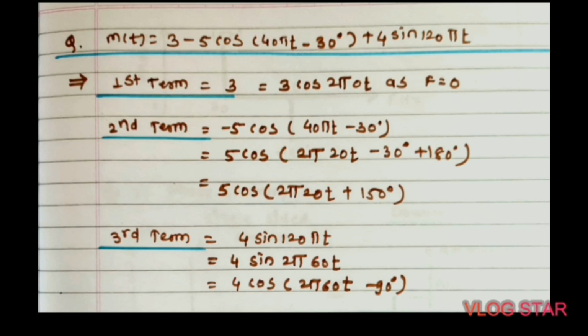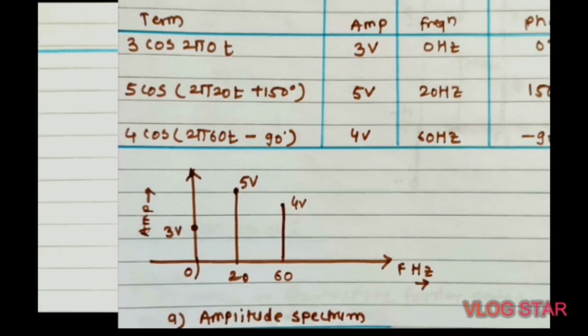Then the third term is 4 sine 120 pi t. Here the equation is given in sine term, so convert the sine into the cos using the trigonometric identity: sine theta is equal to cos of theta minus 90 degree. Then it becomes 4 sine 2 pi 60 t is equal to 4 cos of 2 pi 60 t, that is, the value of theta minus 90 degree. Here the value of frequency is 60.